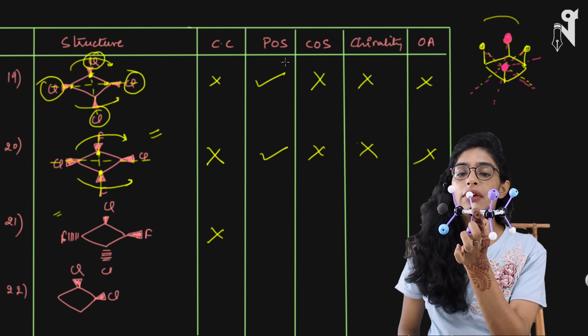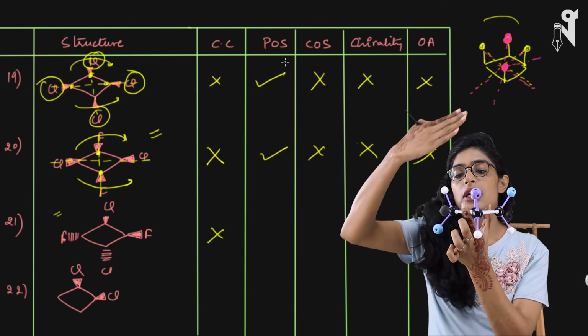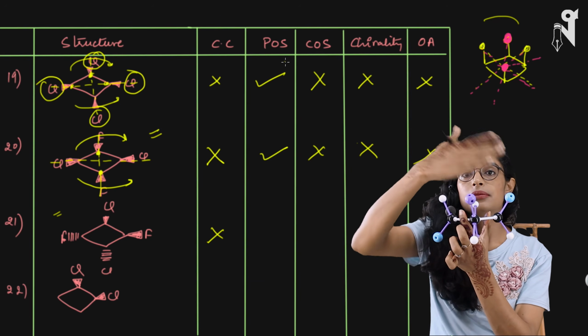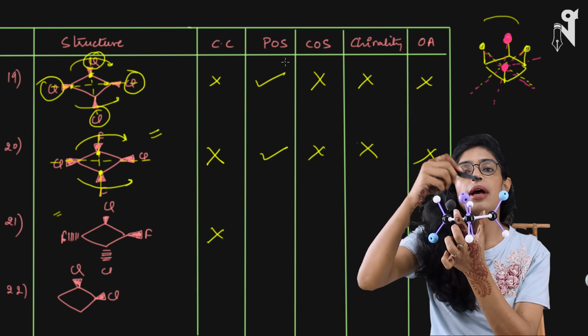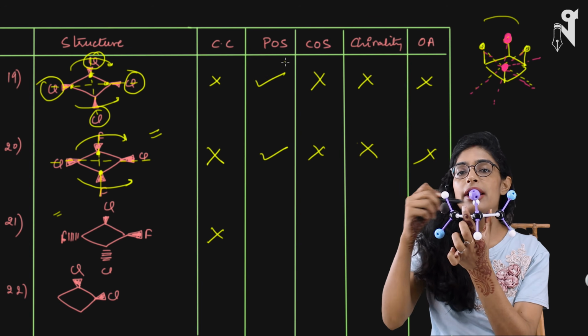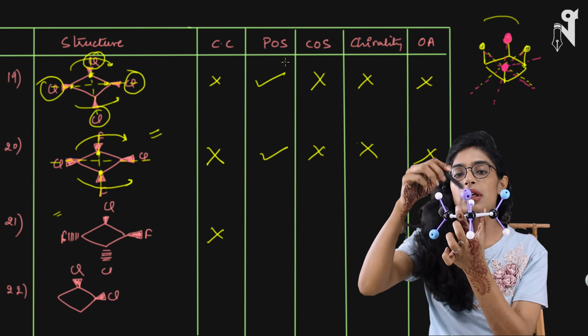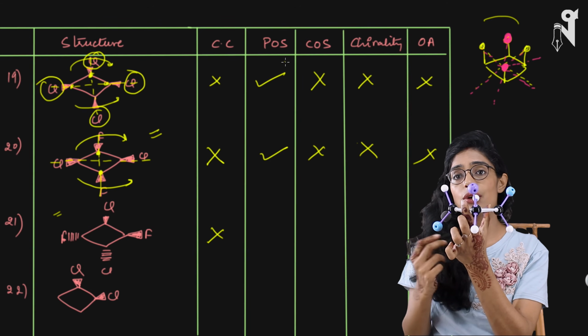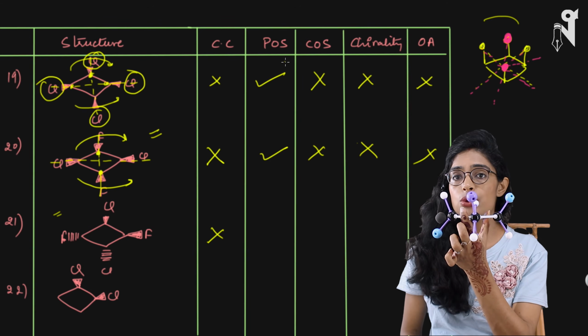Okay, now we have to check whether it possesses POS or not. If I cut it through this plane, yes, these atoms will get divided into two equal halves, but will I get two equal halves when I divide the ring? No. This side we have chlorine and this side we have hydrogen. This side we have chlorine and this side we have hydrogen, so no two equal halves.